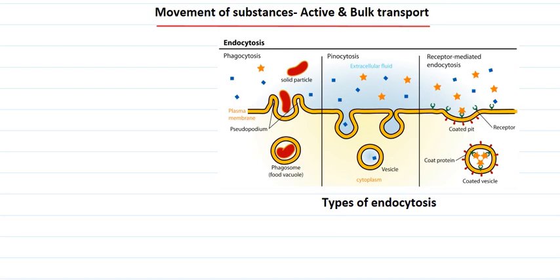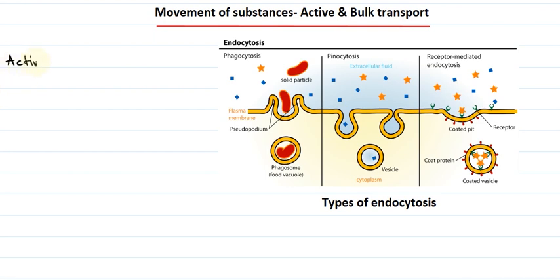The topic for today's video is movement of substances by active and bulk transport. In our previous video, we had discussed the movement of substances that takes place with the help of passive transport. In today's video, in continuation with that, we will be discussing active transport and bulk transport, which help in the movement of substances across the plasma membrane. First we will begin with active transport.